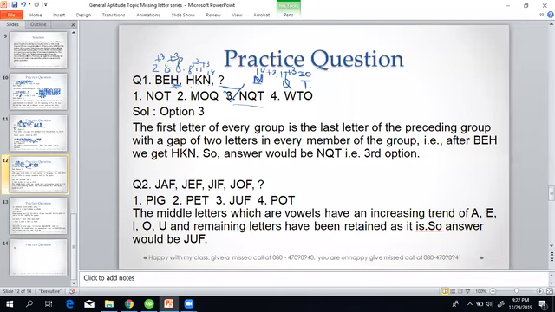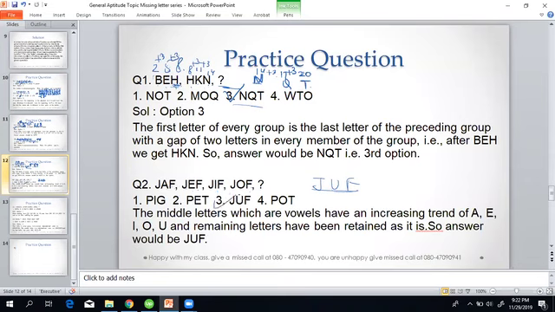Okay. Now in this question, you can see that J F, J F, J F, J F. In all the groups, the first and the last letters are common, but only the middle letter is changing: A, E, I, O. So they are vowels. A, E, I, O, so the next should be U. So J, U, F.